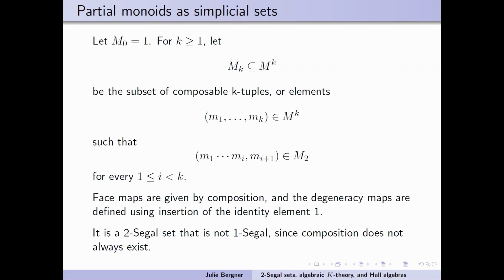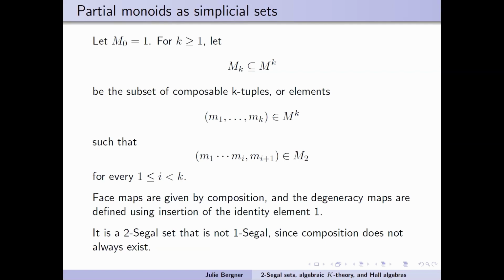M2 is the thing that's already predefined. So basically you want the tuples where the k-fold multiplication is going to make sense. It's going to be defined. And then just as in the ordinary nerve, face maps are given by either projection for the outer faces or composition. And then the degeneracy maps are just given by insertion of the identity element into a slot.